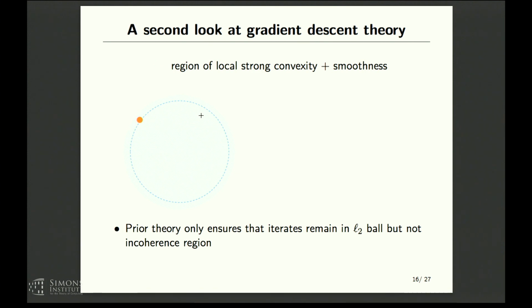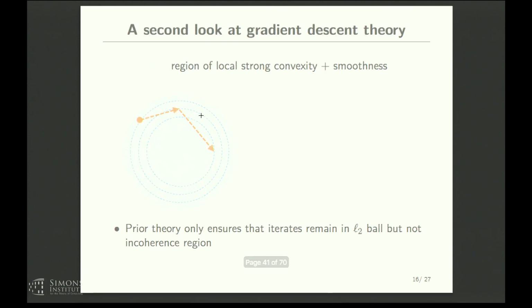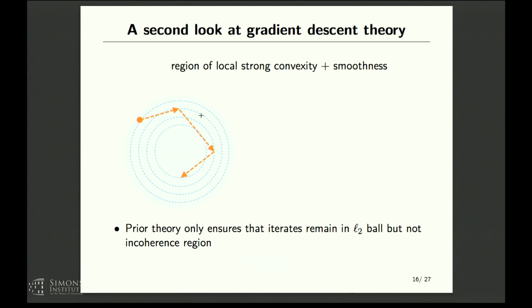Now we can see what goes wrong in the existing theory. The prior theory basically says that if the region is an L2 ball, we can make sure there is L2 contraction, so after a few iterations we always stay within this nice region, and eventually it converges.